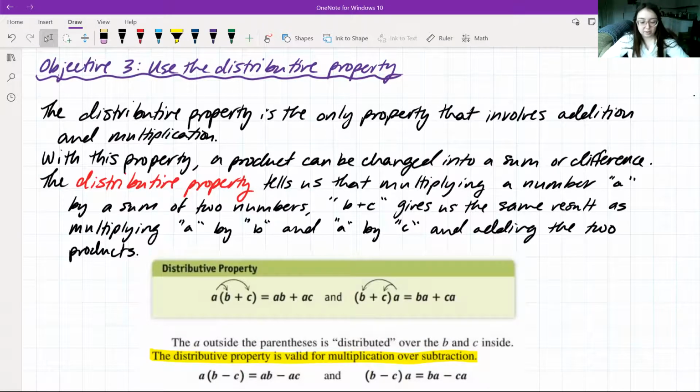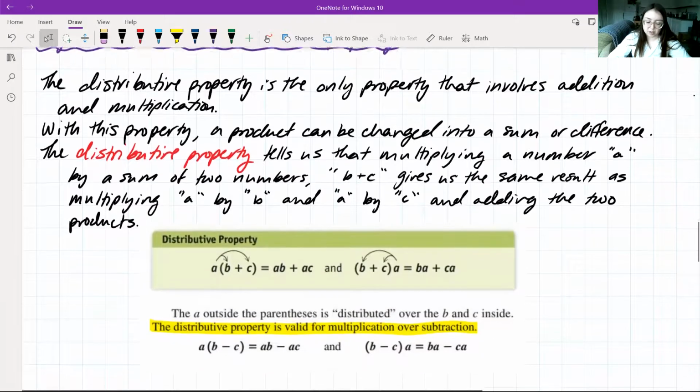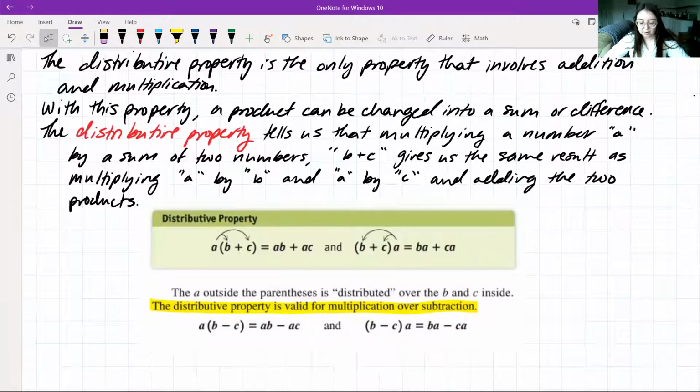So with this property, a product can be changed into a sum or a difference. The distributive property tells us that multiplying a number a by a sum of two numbers, b plus c, gives us the same result as multiplying a by b and a by c and adding those two products. So with our distributive property here, we see that we have a times, in parentheses, b plus c, is the same thing as saying a times b plus a times c. And we see we get these little arrows right here.